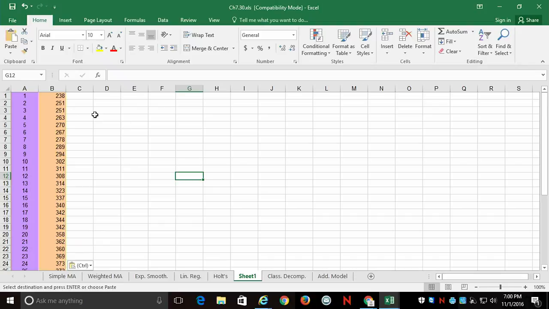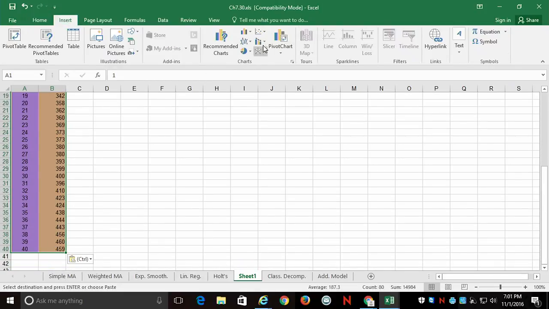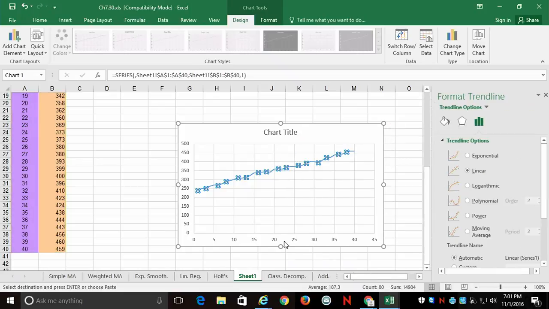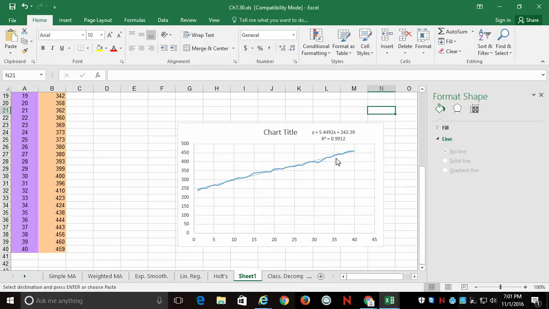I want to take a look at this and statistically validate that it has some trend to it. So I'm going to highlight that data, insert, scatter, and do the smooth lines. Just visually looking at this, I can see that it's trending upwards. Let's right-click on it, add a trend line, display equation on chart, display R squared on chart. I'm also seeing a lot of evidence here that it does have a positive trend.